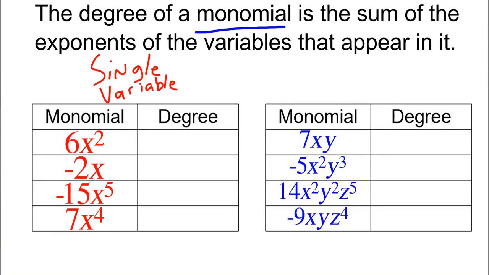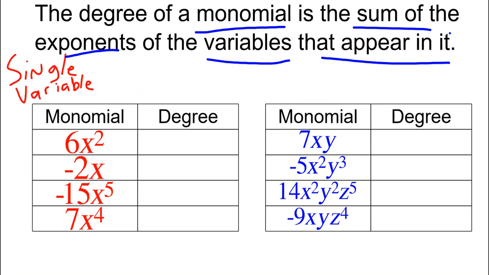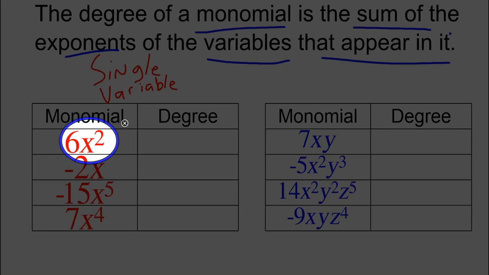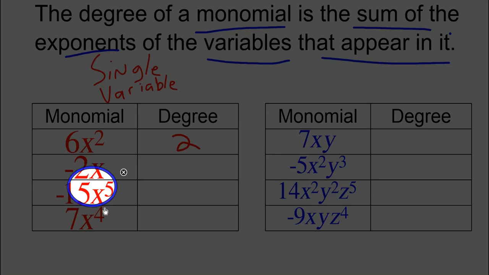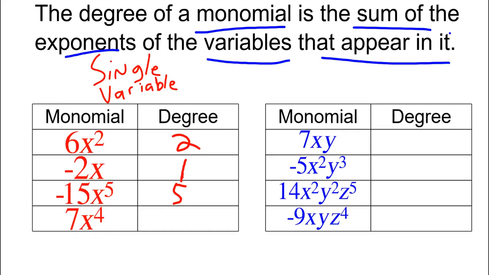The degree of a monomial is the sum of the exponents of the variables that appear in it. If a monomial is a single variable, it's just the exponent. You should know there are 2 x's there, so the degree is 2. There's 1 x here, there's 5 x's there, and there's 4 x's there. So those degrees are 1, 5, and 4.